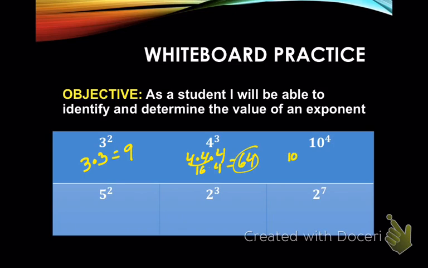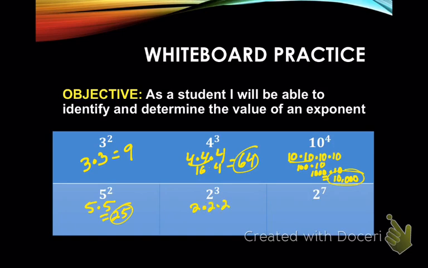10 to the 4th. 10 times 10 times 10 times 10. 10 times 10 is 100. Times 10, that's, well, 1,000. And 1,000 times 10, well, that equals 10,000. So that would be your answer. 10,000. Yes, that's a 10, not an 8. It's a 10. 5 times 5. That's the next one. That equals 25. Hopefully you got that one right on your graphic organizer and your whiteboard.